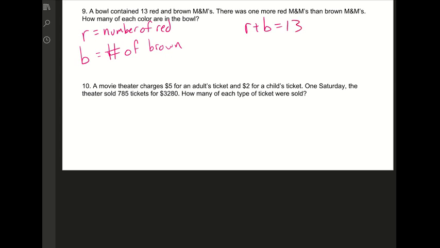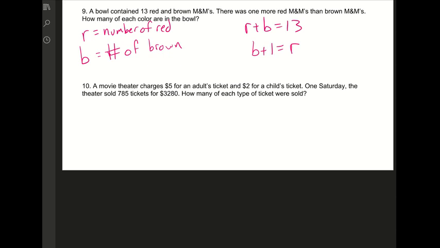There was one more red M&M than brown. So you do brown plus 1 is equal to red. And then once you have this, you can solve it whichever way you would like. This is one where substitution would be pretty easy because we already have R is equal to B plus 1. Or if you wanted to solve it in a matrix fashion, you would have to get it to be in the same order.